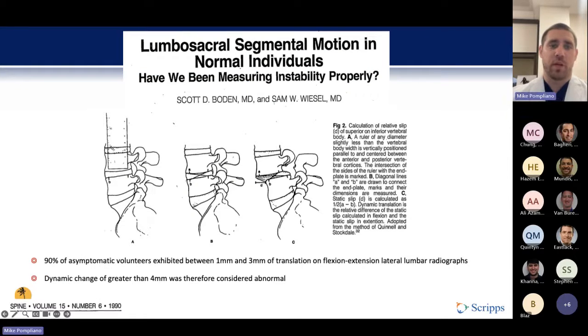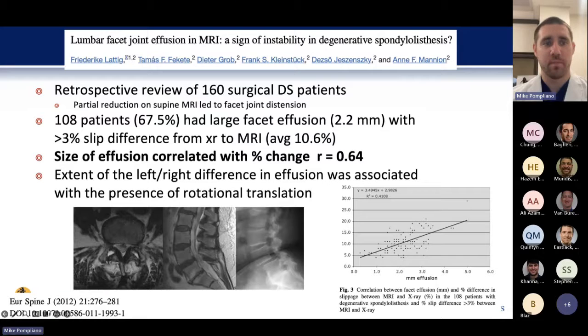This was a paper looking at lumbosacral segmental motion in normal individuals, and is one of the papers that helped identify the 3 millimeters of translation. They found that 90% of asymptomatic volunteers had 1 to 3 millimeters of translation on the flexion-extension views, and then they postulated that dynamic change greater than 4 millimeters was therefore considered abnormal, which helps guide our treatment today.